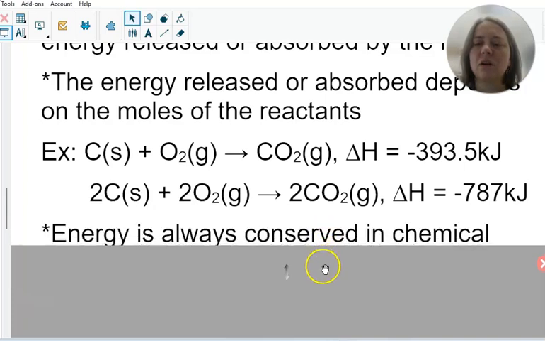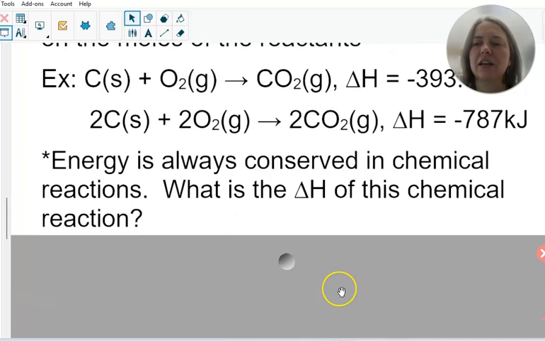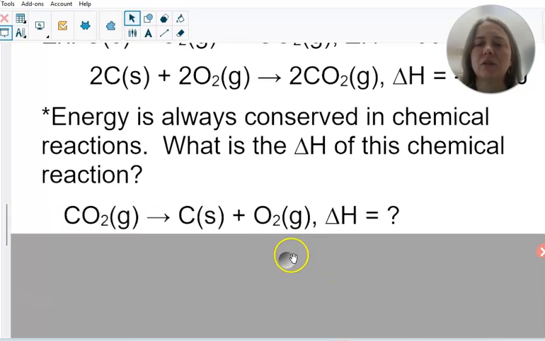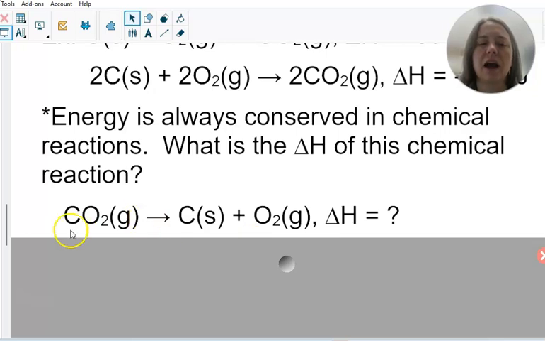We know that energy cannot be created or destroyed. Energy is always conserved in chemical reactions. So, given that, what's the change in enthalpy, the delta H, of this chemical reaction? Carbon dioxide gas decomposes into solid carbon and oxygen gas. What would be its change in enthalpy? You have to use the equations above to answer that question, and we'll discuss the answer in class.